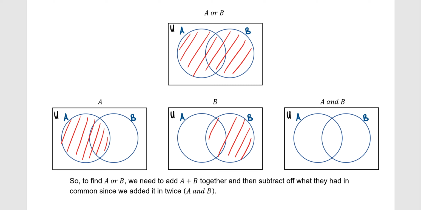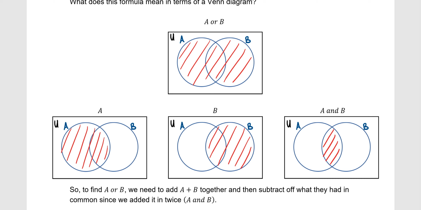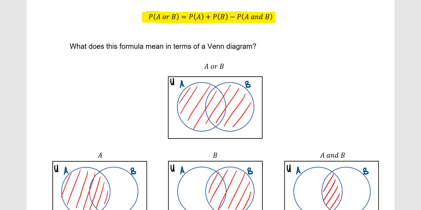So the issue with adding these together is that we actually add that middle portion twice. We added the overlap twice when we should only be adding it once. So we need to subtract it off. And subtracting off the overlap is A and B. So that's why the formula is probability of A or B equals the probability of A plus the probability of B minus the probability of A and B.